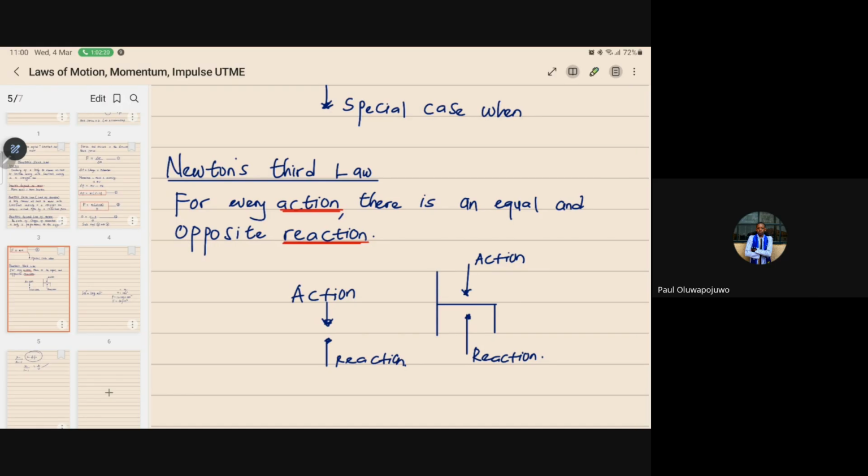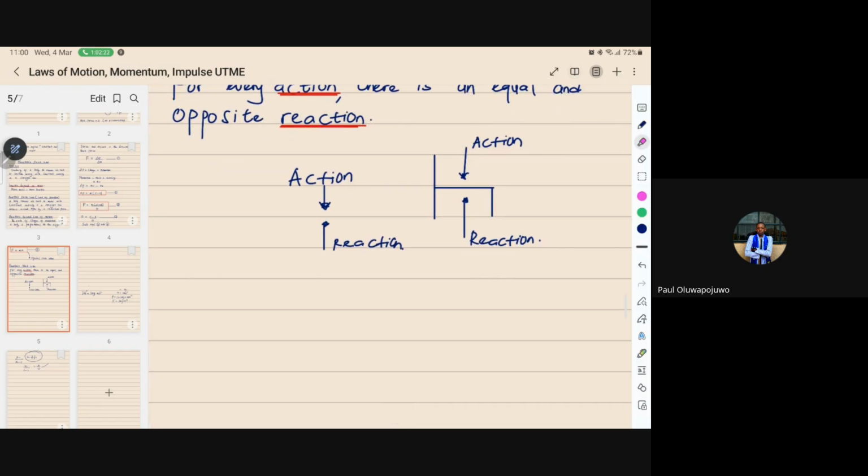Another example that you need to know in terms of JAMB is the recoil of a gun. So the gun and the bullet recoil. When you fire a bullet from the gun, what happens is that there is an explosive force that pushes the bullet out of the gun. And as the bullet is going out, it has a backward force on the gun.